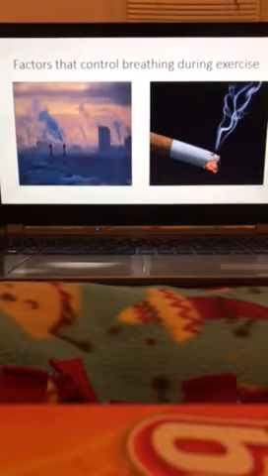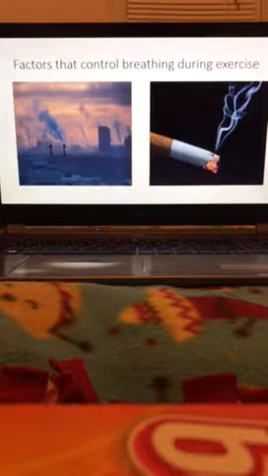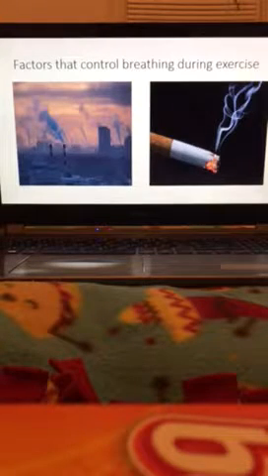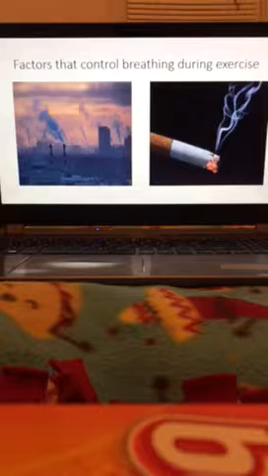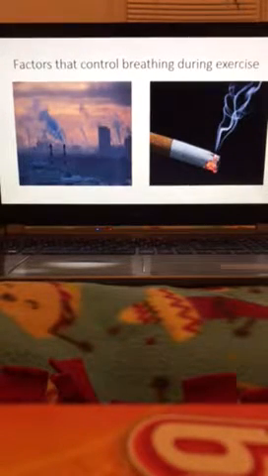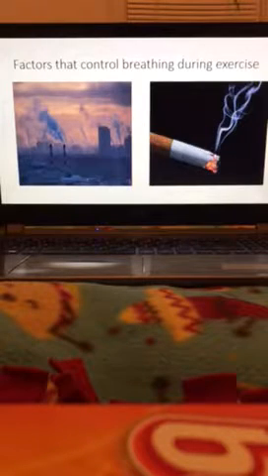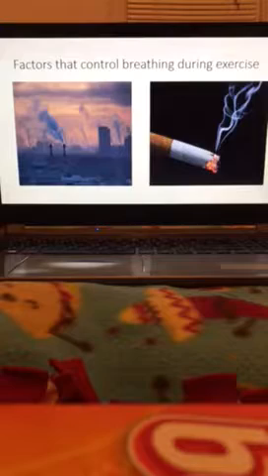Next, we will touch on the factors that control breathing during exercise. And that is that exposure to ozone or smog can have a negative effect on performance, and also smoking. These both play an effect because they are both harmful to your lungs, and when you want fresh air to breathe while exercising, you try to get it as fresh as possible.